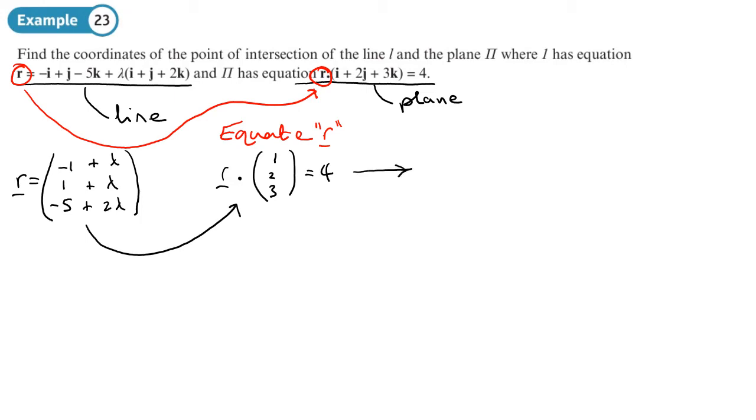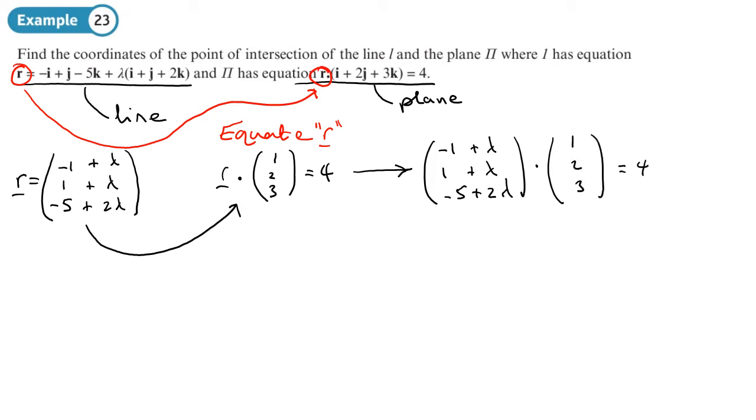So this is going to give us (-1 plus lambda, 1 plus lambda, -5 plus 2 lambda) dot (1, 2, 3) equals 4. So now we work out the dot product, and that's going to be equal to 4. So if you do the dot product, that's going to give us -1 plus lambda times 1, plus 1 plus lambda times 2, plus -5 plus 2 lambda times 3, equals 4. So it's just a matter of solving this equation.